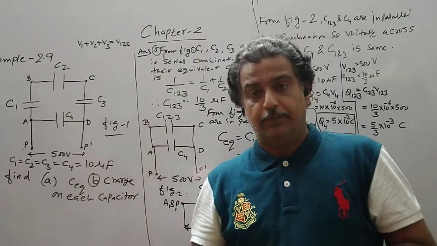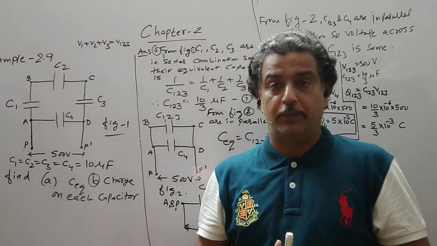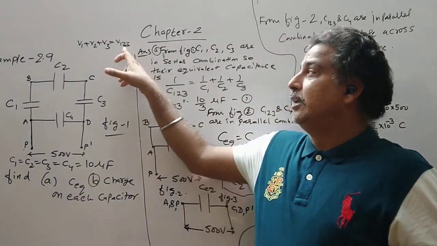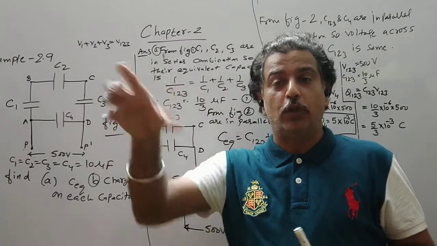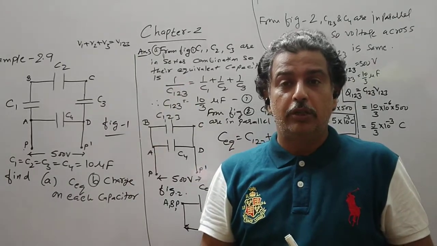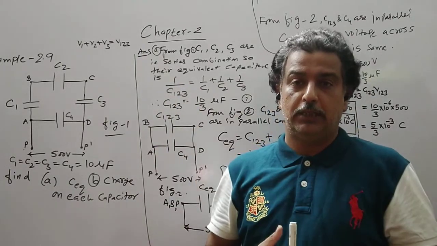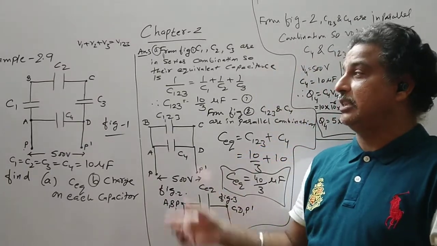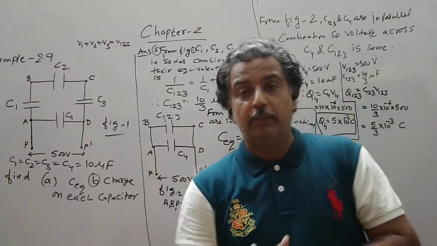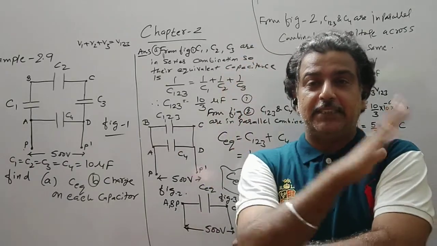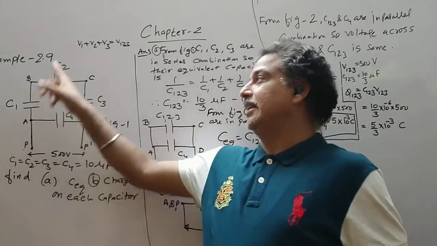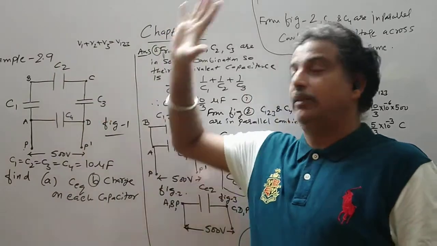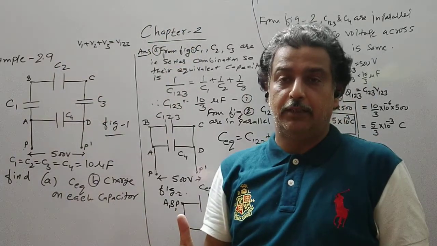Capacitance is also same. So V should be same. And the total should be 500. So each voltage should be equal to 500 by 3 volt. So if it is asked what is the voltage across C1, C2, C3, it will be 500 by 3. So 500 by 3 plus 500 by 3 plus 500 by 3 comes out to be 500.